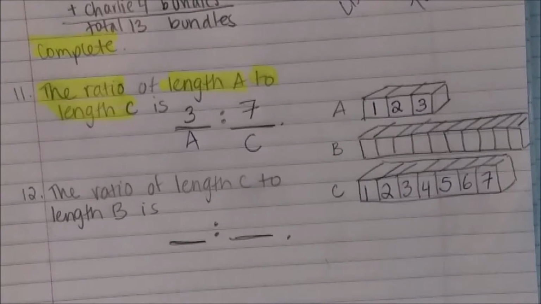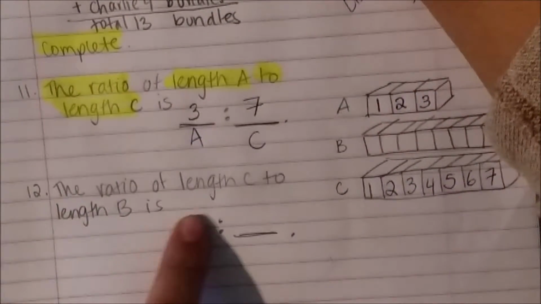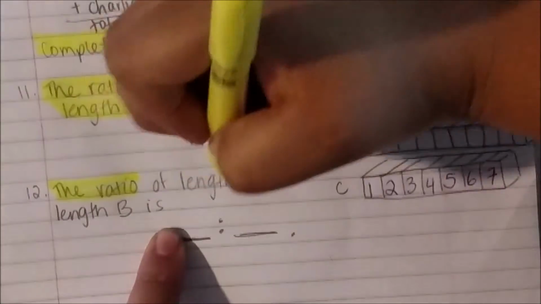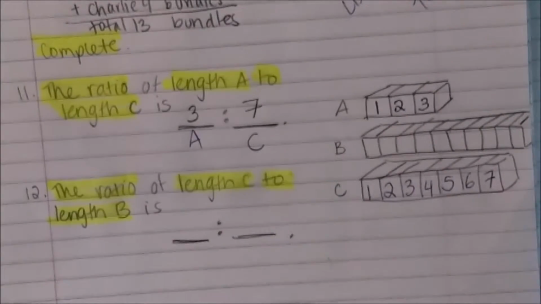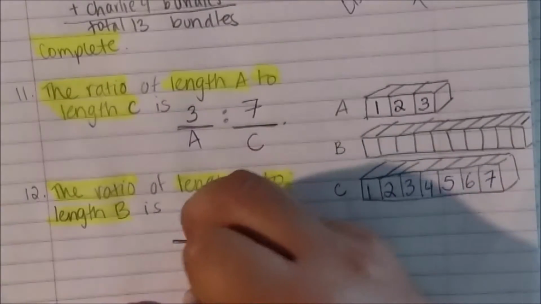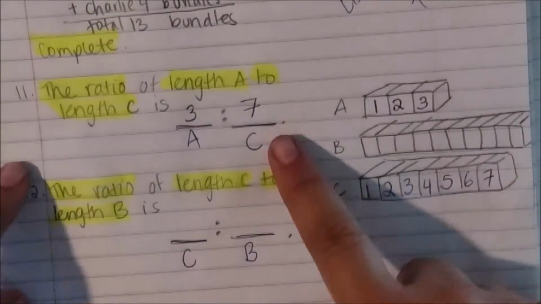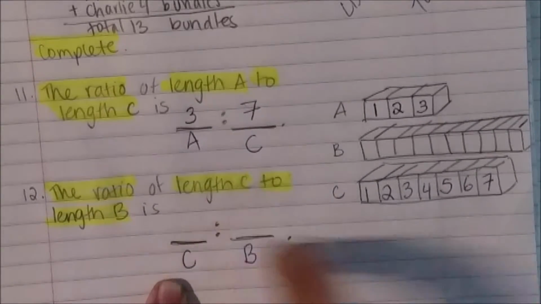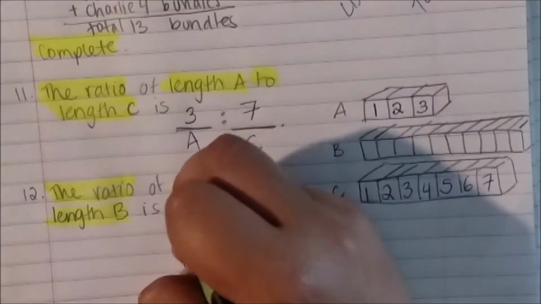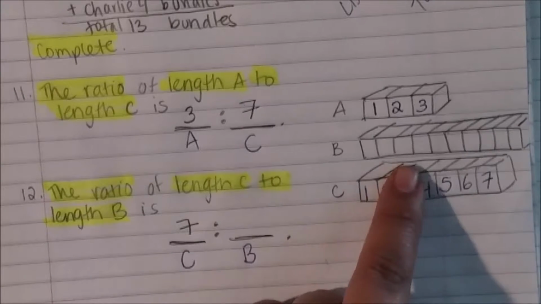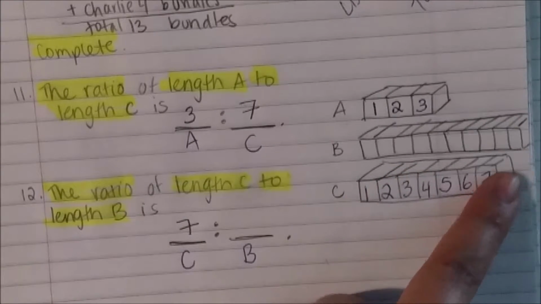Again, I'm going to go back and highlight any important information from the question. It says the ratio of length C to length B is. So I'm going to highlight the ratio, length C to length B. And I'm going to write my little guidelines underneath the ratio: C to B. From question number 11, I already know the length of C, so I'm just going to fill that in right away. I don't know length B though, so I'm going to go back to my little diagram and count how many cubes are in length B.